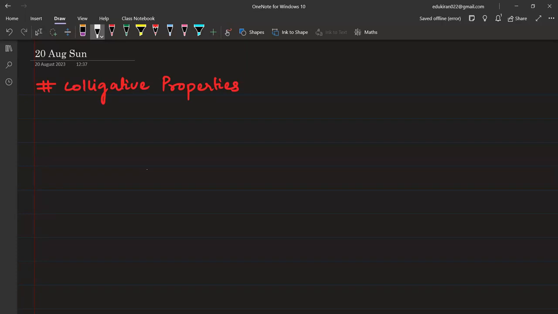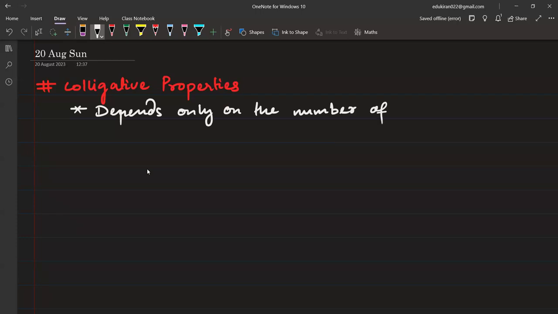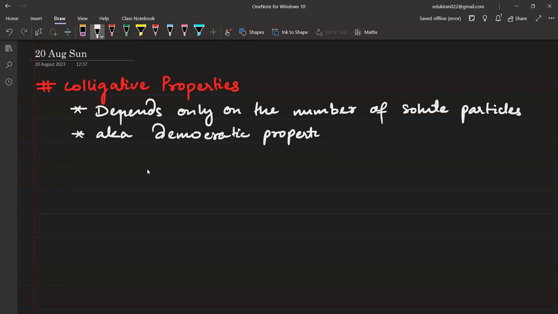Now, the special thing about colligative properties is that they depend only on the number of solute particles, and these are also known as colligative properties, since they depend only on the number of solute particles and not on the nature of the solute particle.